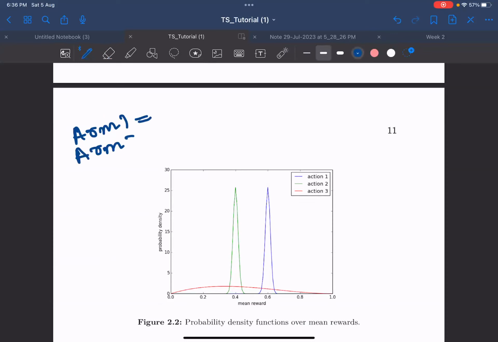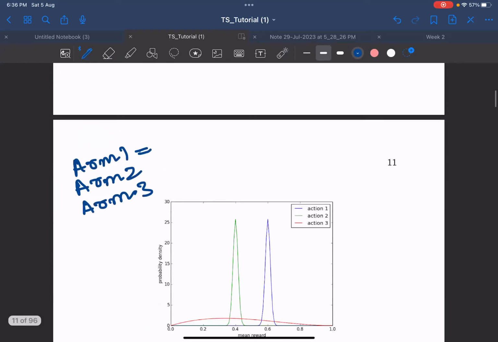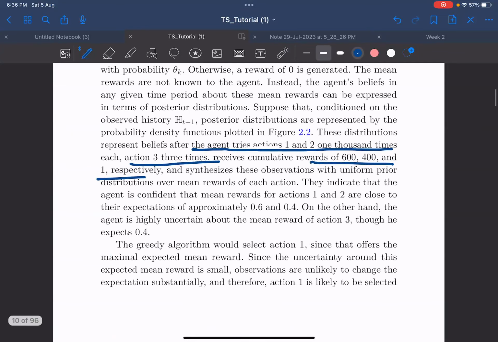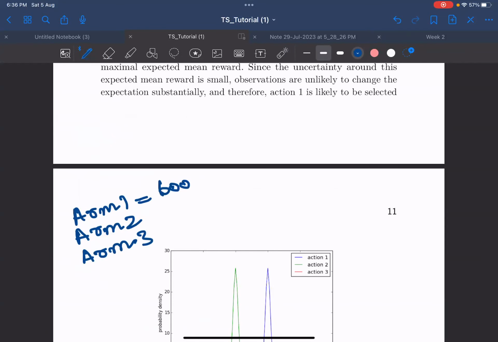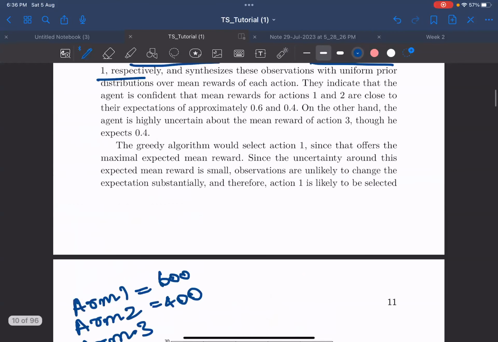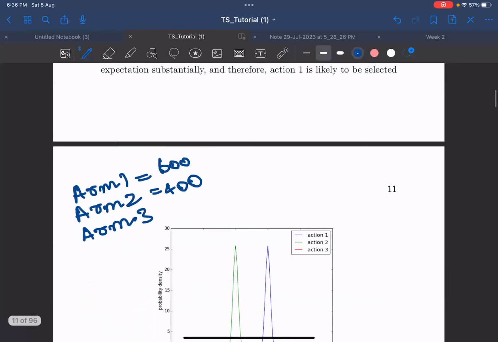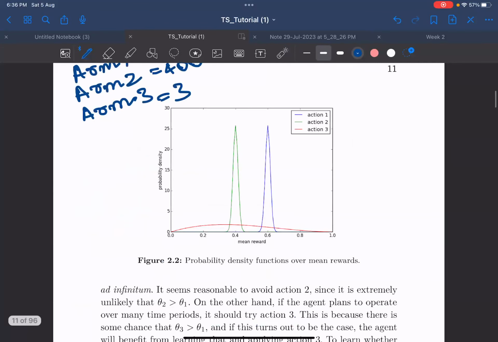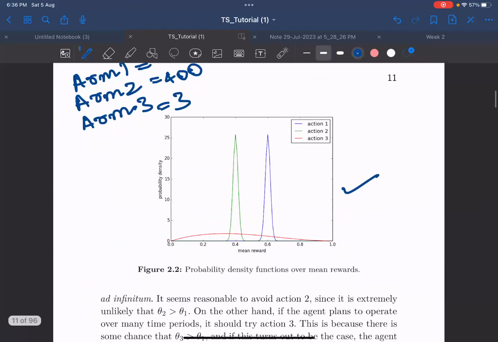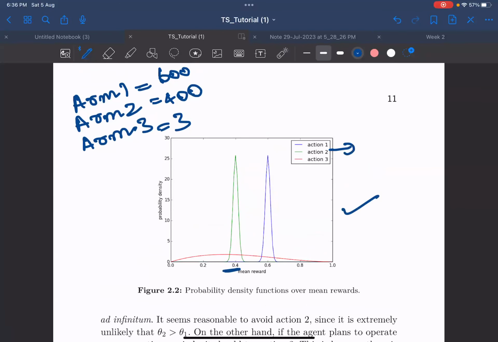Arm 1, arm 2 and arm 3. So arm 1 is picked up 600 times. Arm 2 is picked up 400 times and arm 3 is picked up 3 times. And now we got this result. This result says that 0.4 times action 2 is better, and 0.6 times action 1 is better. And this is the action 3 which is given to us.